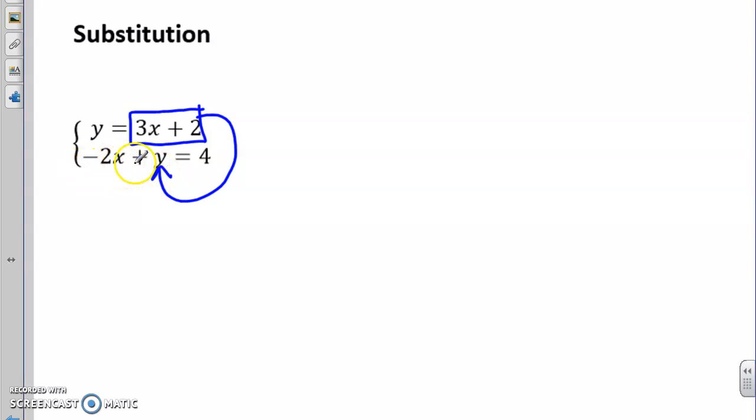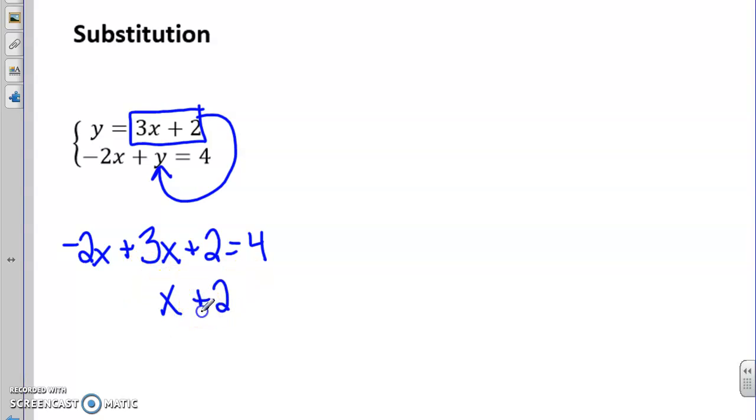So we're going to rewrite this bottom equation, but we're not going to write y anymore. We're going to write what's in the box. So we are rewriting. We have a negative 2x. I'm not going to put the y, I'm putting what's in this box. So 3x plus 2, and then equals 4. All right, and then from here, we just clean everything up. So I've got some like terms. Negative 2x plus 3x, that makes 1x. Bring down what we have not used yet.